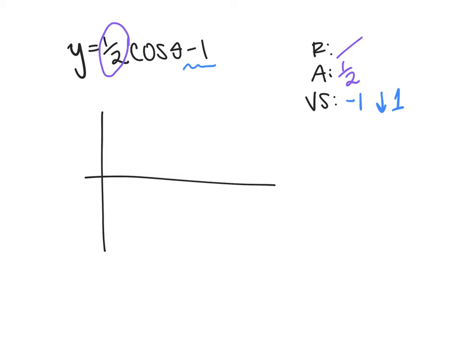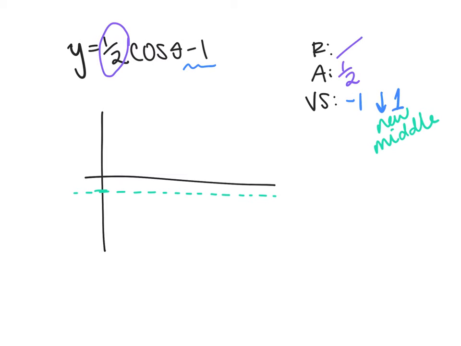So we can set up our graph. No matter if it's sine or cosine, we can set up kind of our 3 layers, our top, middle, and our bottom. So if our vertical shift is down 1, that means the new middle of our graph is at -1. So we're going to put a dotted line there to represent that we know that's where the middle of our graph is going to be.